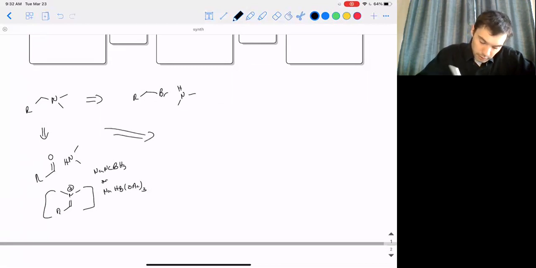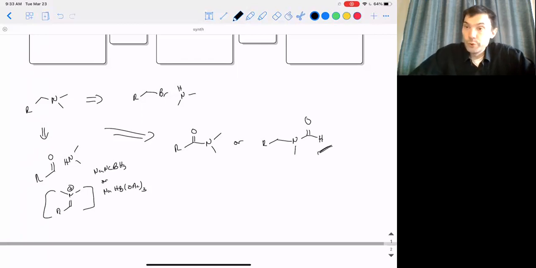Lastly, we can also get to amines through reduction, and that would be through an amide reduction. And this is great here because all three of the adjacent carbons have two or more hydrogens attached to them. And so we could consider doing either of these reductions of either a formamide to reduce the carbonyl all the way down, or a regular old amide here.